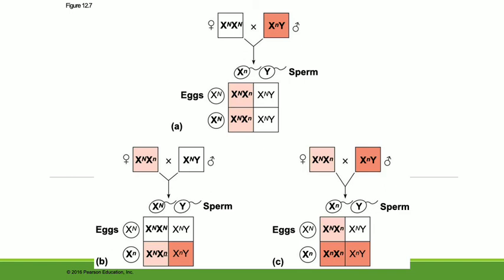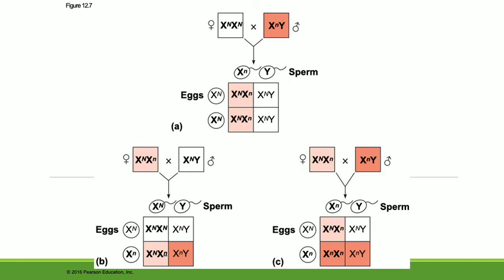However, if a female that is heterozygous for this trait mates with a male who has hemophilia, then 50% of the males will have hemophilia. Okay, pause it and see if you can re-say it in your own words.